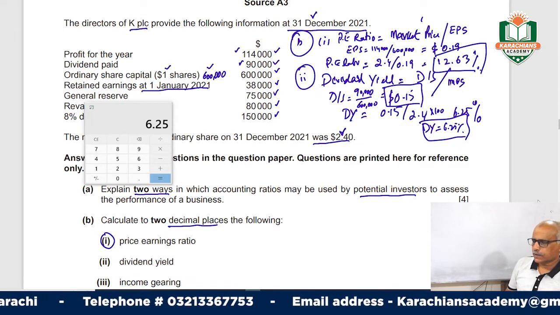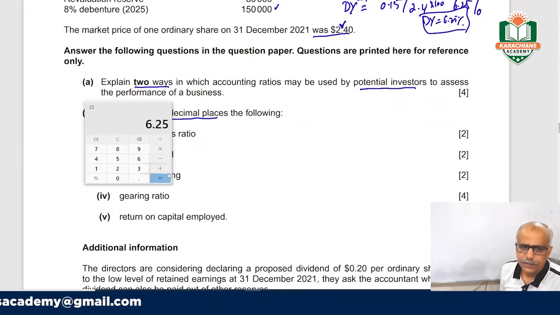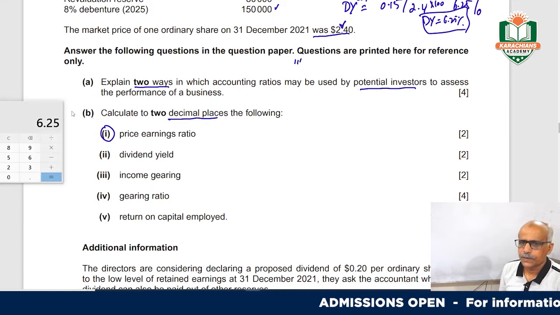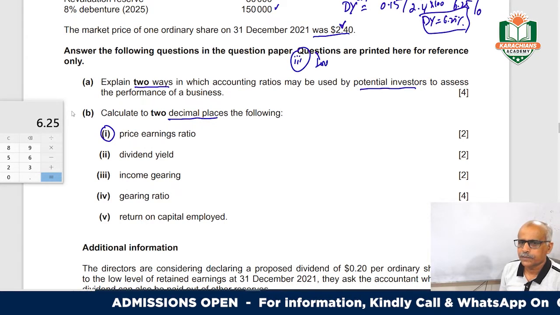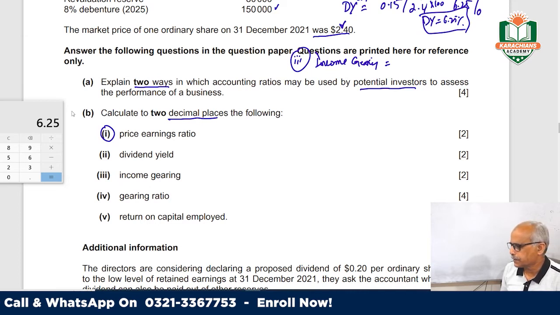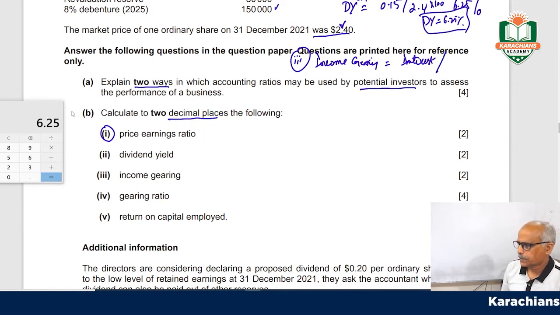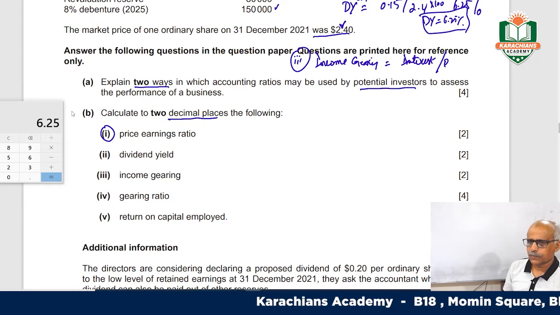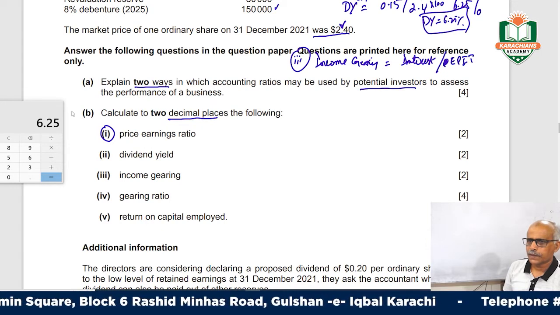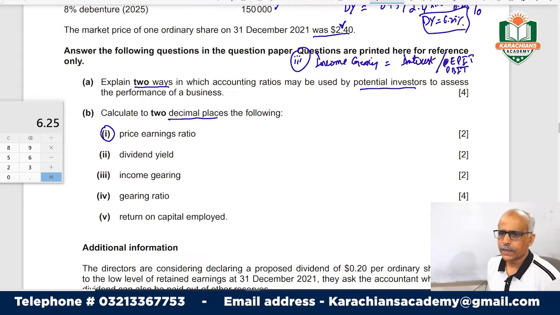Now income gearing. What is the formula for income gearing? We will do this here. Number 3 is income gearing. The formula for income gearing is interest divided by profit or earning, earning before interest and tax, or you can say profit before interest and tax. Okay, interest, how much we have?